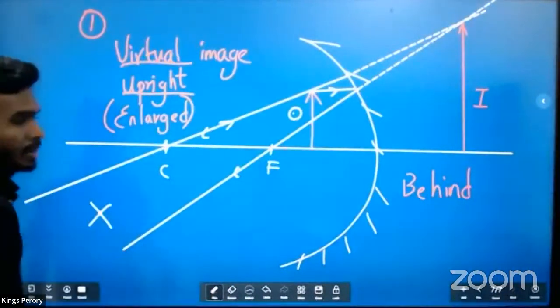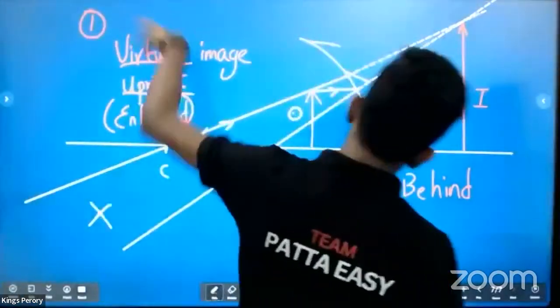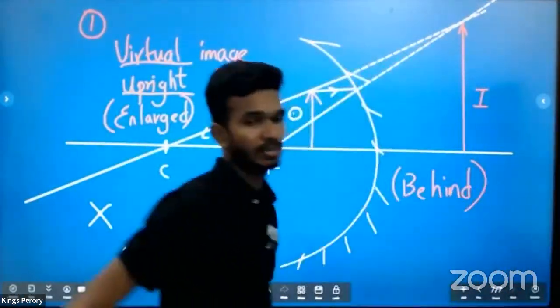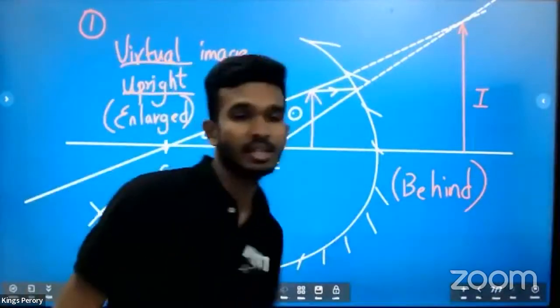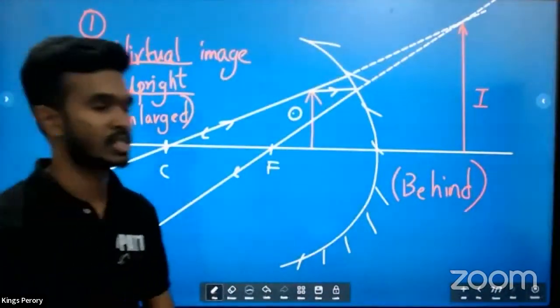Enlarged, this one you need to memorize separately. If the image is virtual, it is guaranteed to be behind the mirror. So it is behind the mirror, inside the mirror. So that's it. First ray diagram, that.